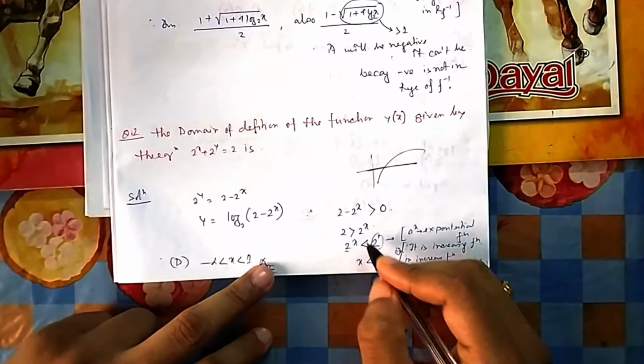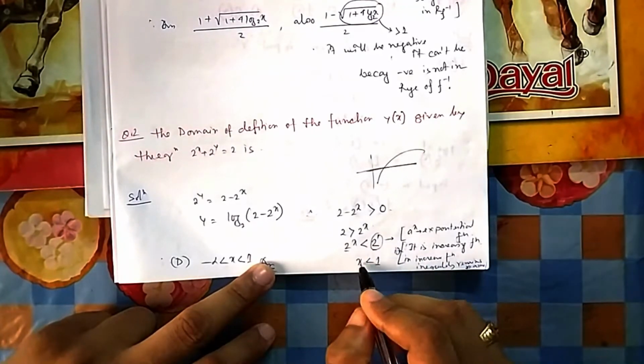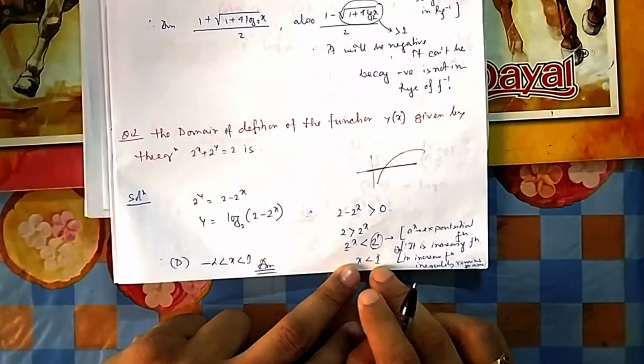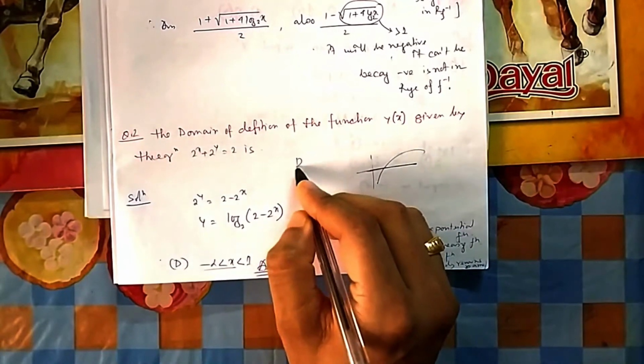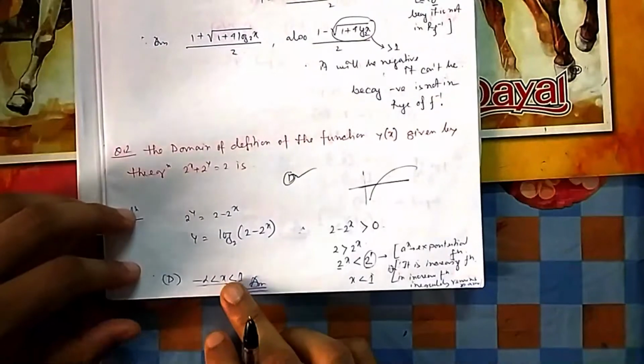Okay, that means 2 should be greater than 2x. That means 2 to the power 2x should be less than 2 to the power 1. That means x should be less than 1, because both sides have positive base. So you can directly consider x is less than 1. So that means your x should be from minus infinity to 1. That is your option D. Minus infinity to 1, not including 1.